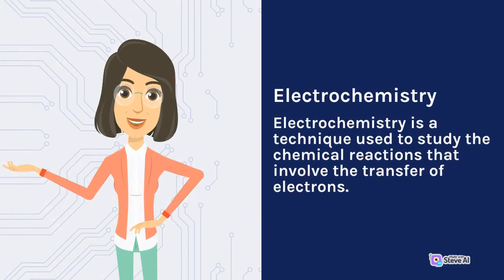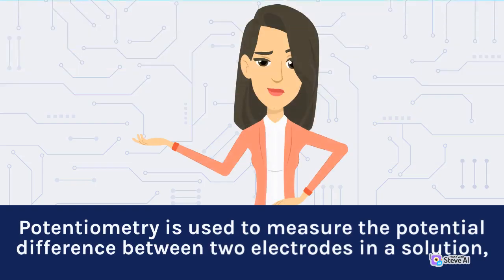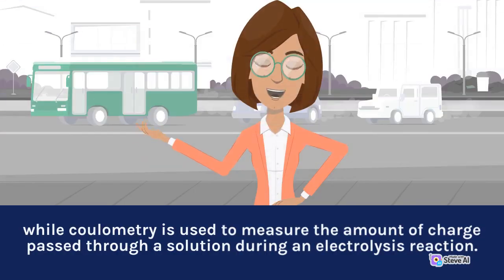Electrochemistry. Electrochemistry is a technique used to study the chemical reactions that involve the transfer of electrons. There are several types of electrochemistry, including potentiometry, coulometry, and voltammetry. Potentiometry is used to measure the potential difference between two electrodes in a solution, while coulometry is used to measure the amount of charge passed through a solution during an electrolysis reaction.